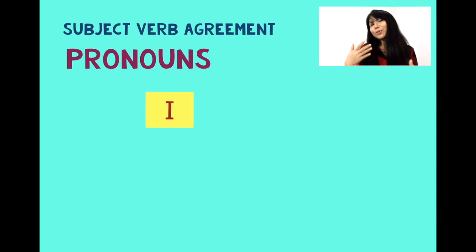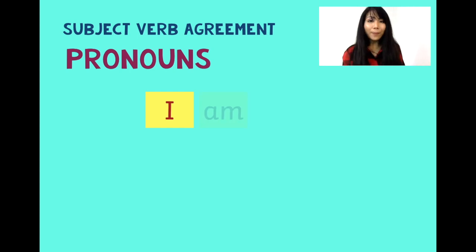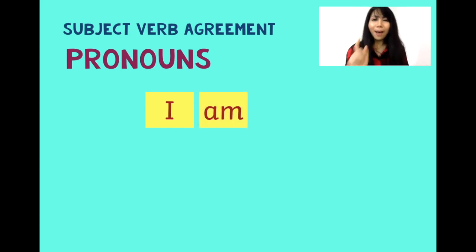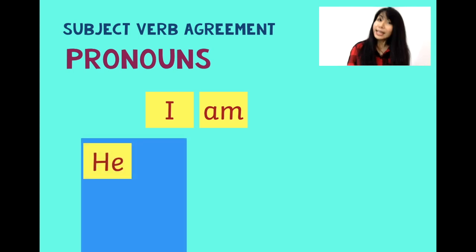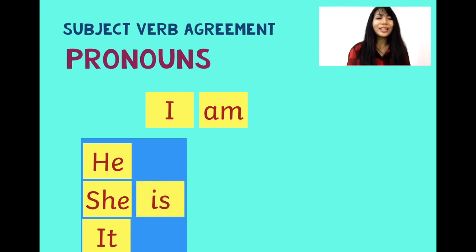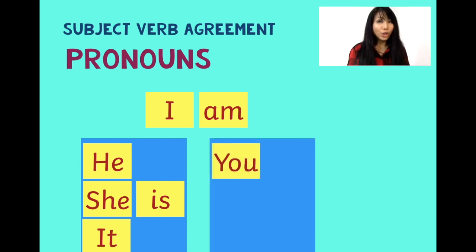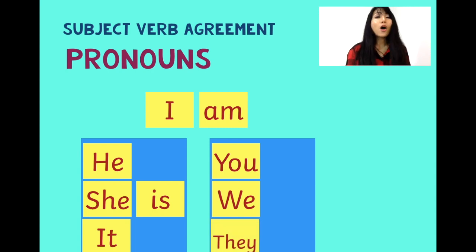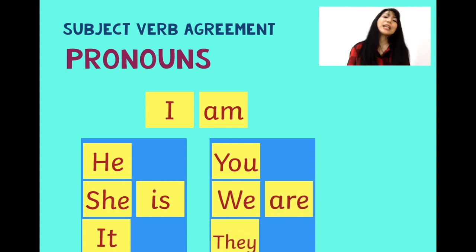When we use with is, am, are, we use it with am. So it's going to be I am. Then he, she, it, we use with is. So he is, she is, it is. You, we, and they, we use them with are. So it's going to be like you are, we are, they are. Just you have to remember that.